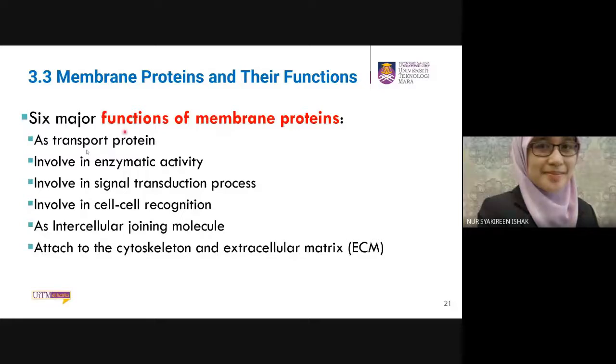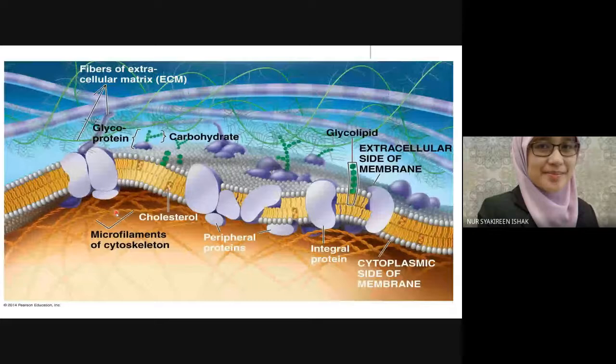Okay, so the next one is involved in cell recognition. This one actually involves the glycoprotein. That's why I mentioned the other day, if you look at the structure of glycoprotein here, the glycoprotein will have short chains of carbohydrate, which we call oligosaccharide, attached to the protein. It becomes a glycoprotein and it must face outside of the cell.